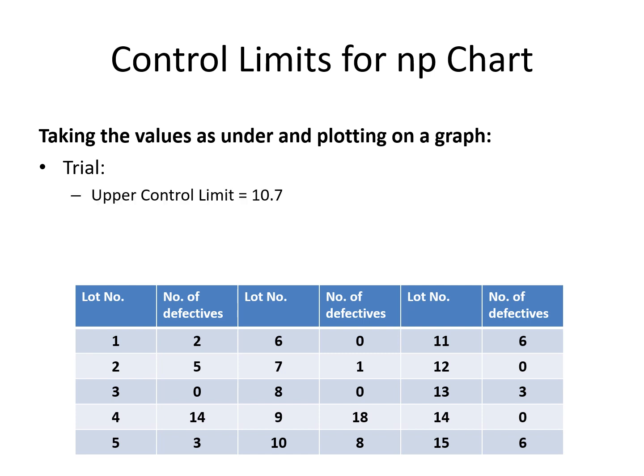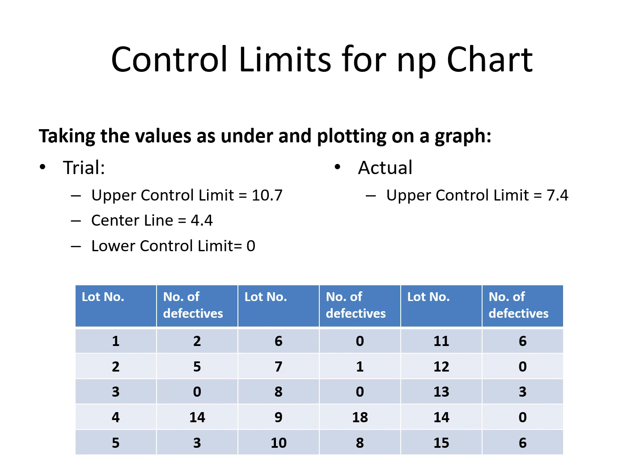In the trial case, we had the upper control limit as 10.7 and the center line as 4.4. Lower control limit was 0. And in the actual, by eliminating the obvious errors, which were the 4th and the 9th lot, we got the upper control limit as 7.4, the center line as 2.6, and again lower control limit as 0. So we'll look at both these charts.